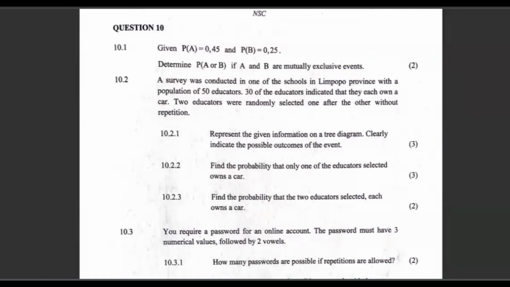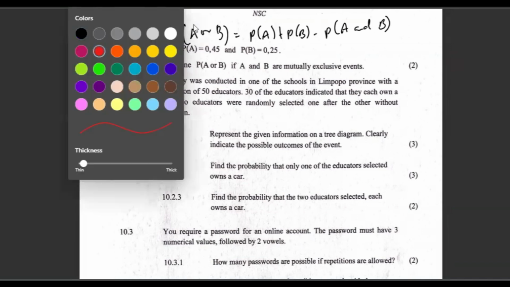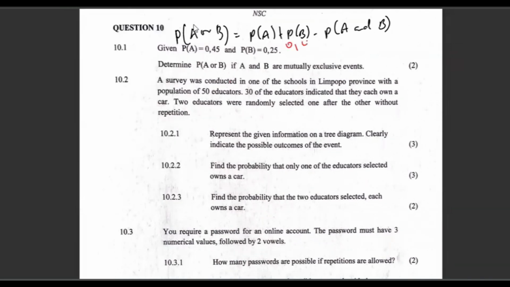10.1, probability of A is this, probability of B is that, determine A or B if A and B are mutually exclusive. So we know that probability of A or B is given as probability of A plus the probability of B minus the probability of A and B. Now, if events are mutually exclusive, this A and B will automatically be 0. So that's going to be just 0.45 plus 0.25 minus 0. That gives us 0.7.